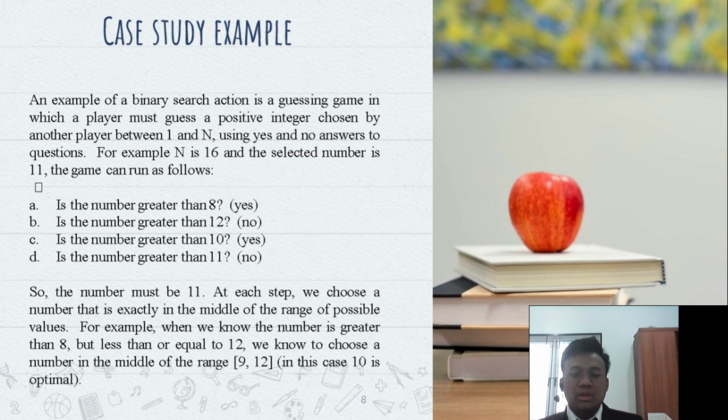Case study example. An example of binary search in action is a guessing game in which a player must guess a positive integer chosen by another player between 1 and n, using yes and no answers to questions. For example, n is 16 and the selected number is 11. The game can run as follows.